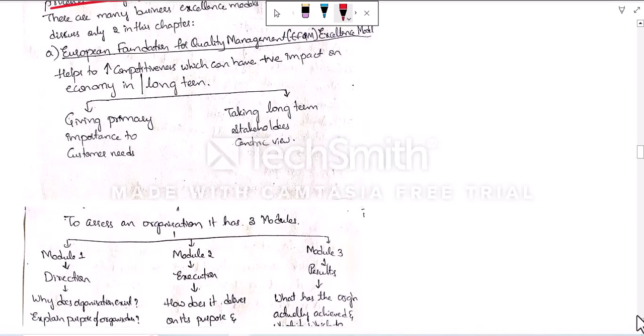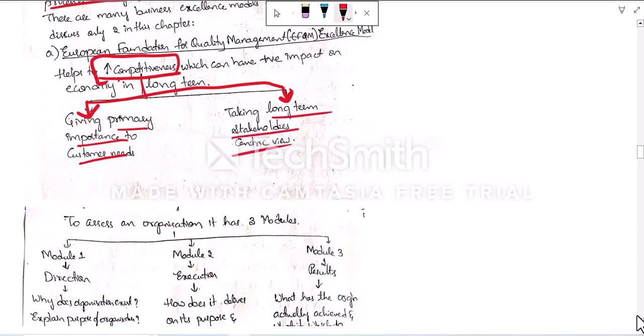In the EFQM model, it helps to increase the competitiveness. Okay, what is meant by competitiveness? How will it be increased? By giving the primary importance to customer needs. Competitiveness means having importance over the competitors. How can the customer see you first before your competitor? If you value the customer, if you give him whatever he needs, and a long term stakeholder centric view.